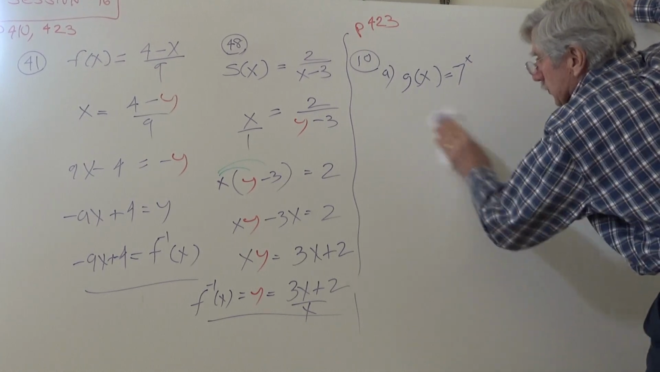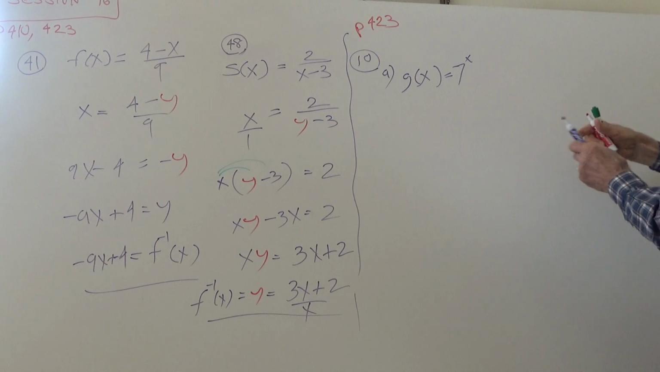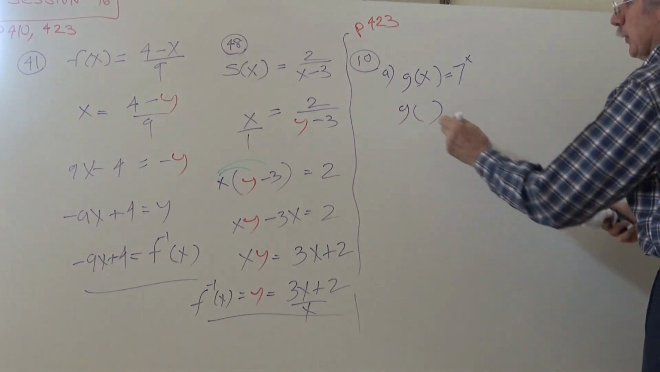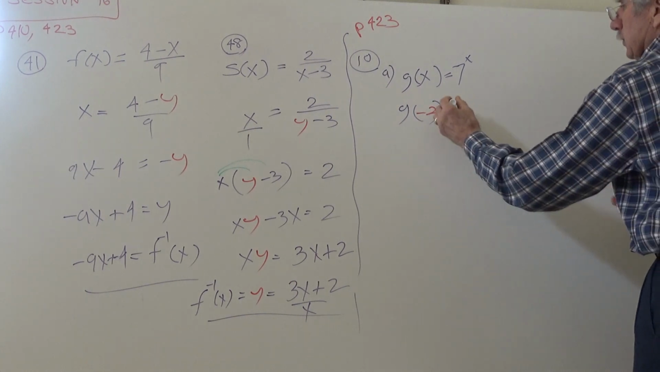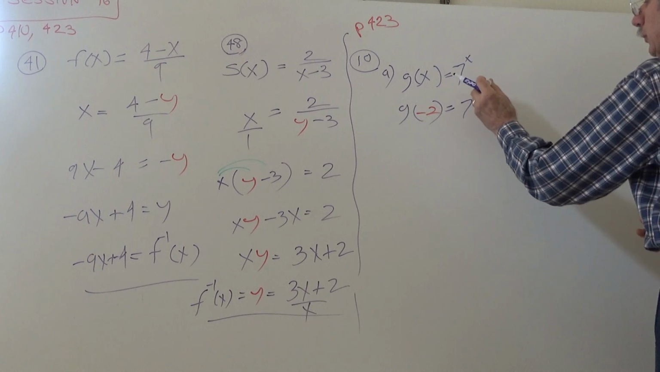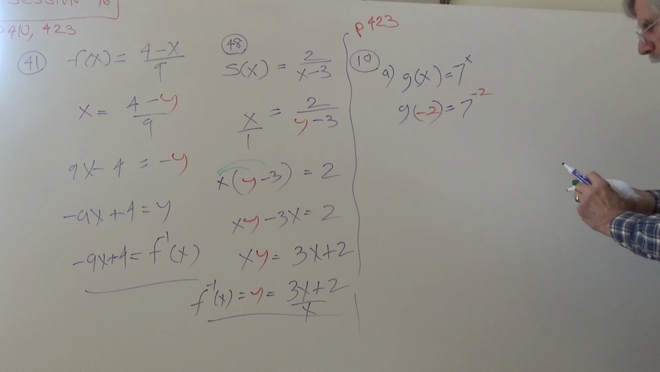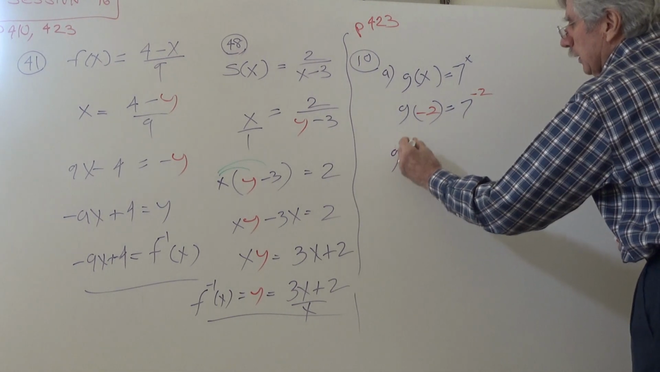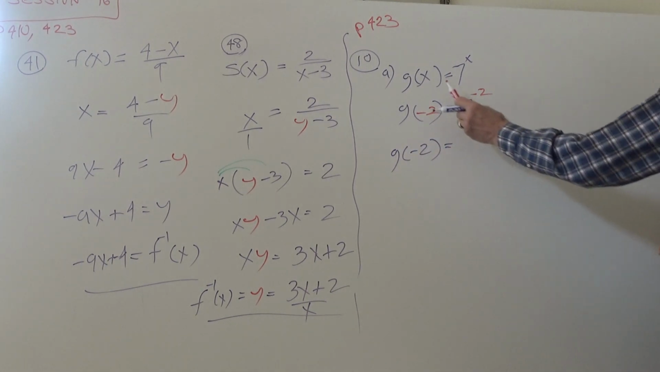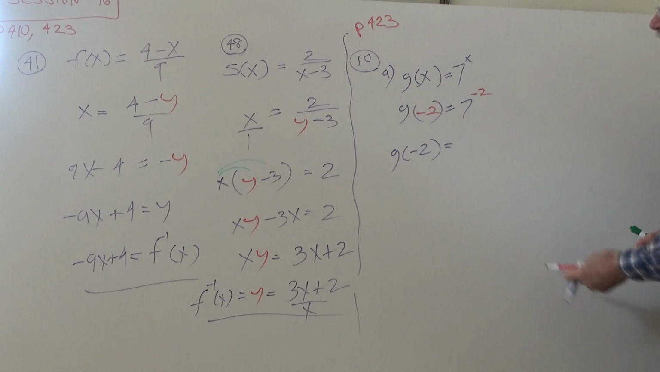So what we're going to do here is very similar to what we did just a moment ago. We're going to go back here and say g, and instead of x, put a negative 2 in there. And let's see what happens. 7 to the negative 2. I'm expecting you're going back to your rules. We've talked about exponents before. This is not new. In fact, it's nothing more than substitution. We replace the x with a negative 2 on both sides.